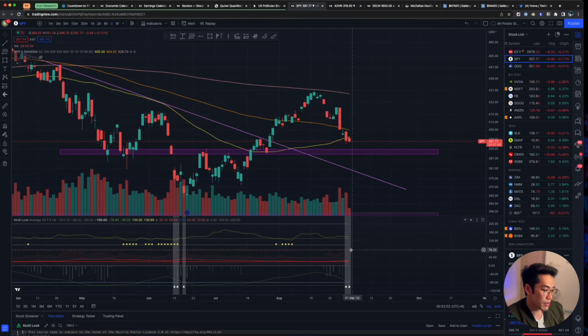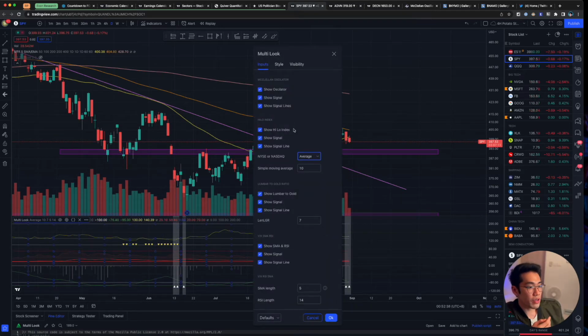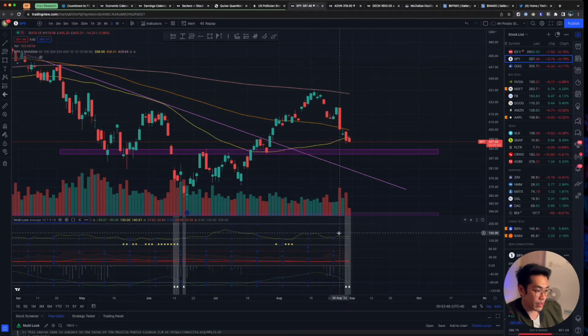So right over here, the McClellan oscillator is firing off. So over here, I have my own settings. It is not fully built yet. I can do one for the New York Stock Exchange, I can do one for the NASDAQ, or I can do one with the average. And so right now, the one that is being shown is the New York Stock Exchange.